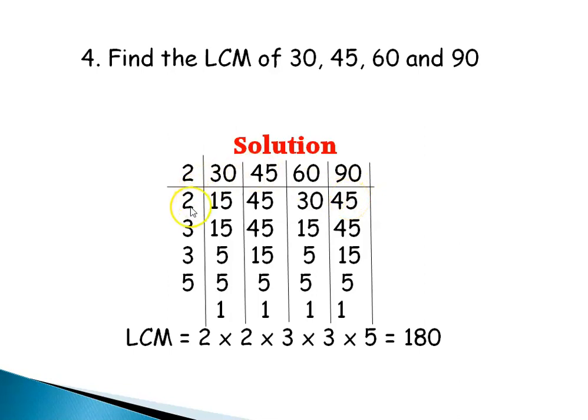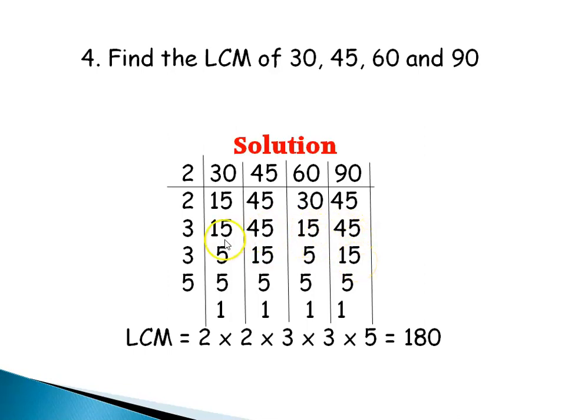Okay, I can still go with 2 again. 2 in 15, it can't give me a whole number, so I'll write 15. 2 in 45, 45. 2 in 30, 15. 2 in 45, I'll still write out my 45. Okay, so 2 cannot divide any of the numbers again, so I'll move to 3. 3 in 15, 5. 3 in 45, 15.